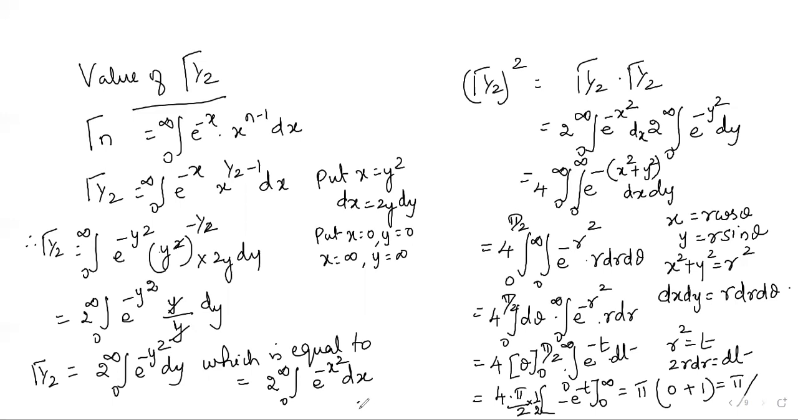Therefore gamma half is equal to root of pi, because gamma half whole square is equal to pi. The value of gamma half is equal to root pi. Hope you all understood. We'll see the next in the next class.